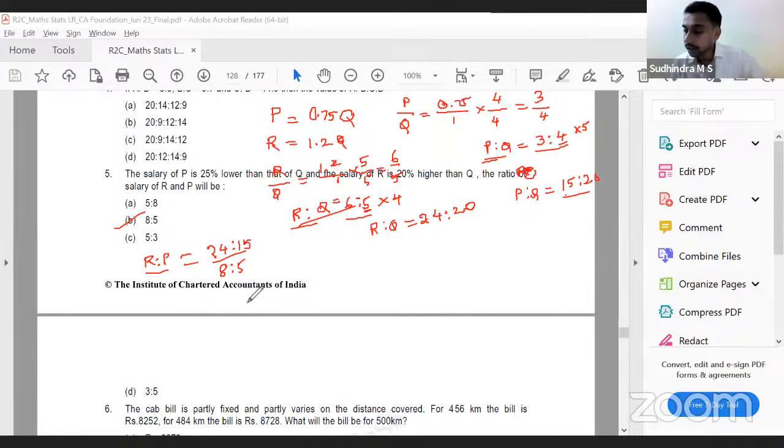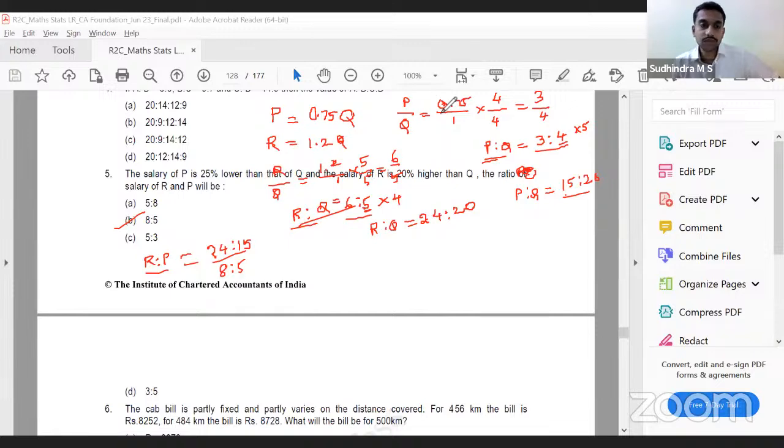Write down, complete this. Anyone still writing?